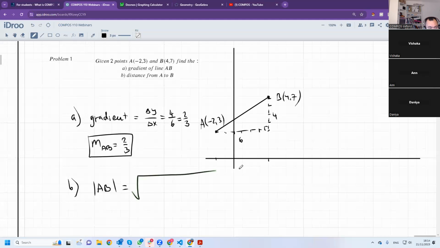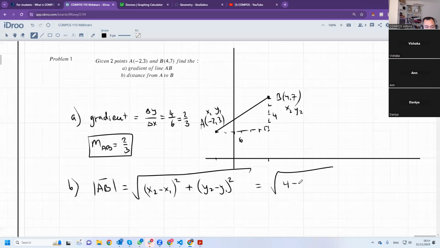And that's the formula: the square root of (x2 minus x1) squared plus (y2 minus y1) squared. So this is x2, y2. This is x1, y1. And it's going to be 4 minus 2 squared plus 7 minus 3 squared, which is 6 squared plus 4 squared.